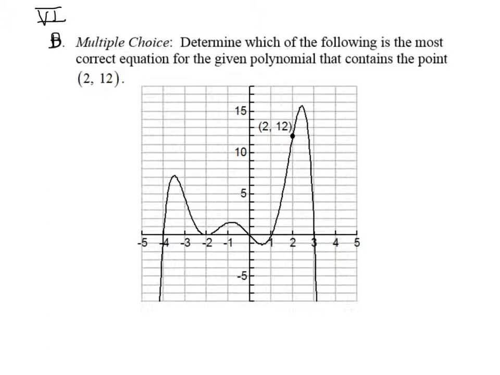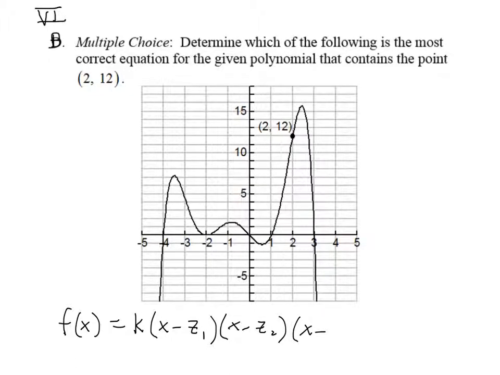Part B of number 6 deals with equations of polynomials, and we can see that the information that we're given in the graph are the zeros of the function, as well as one other point here at (2, 12). Because we know the zeros, factored form is the way we want to approach this. Factored form of any polynomial is always written as f of x equals some constant k times (x minus z sub 1) times (x minus z sub 2) times (x minus z sub 3), and so on.